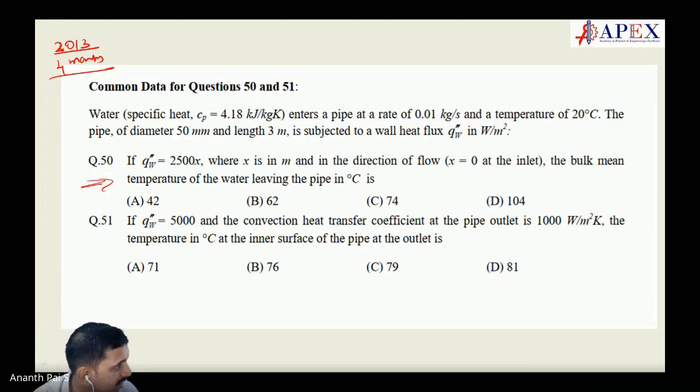Heat flux is changing, see from x. Heat flux is not constant. If you think that heat flux is constant, you are gone. You took it as constant heat flux. So there you see x. You took constant heat flux.